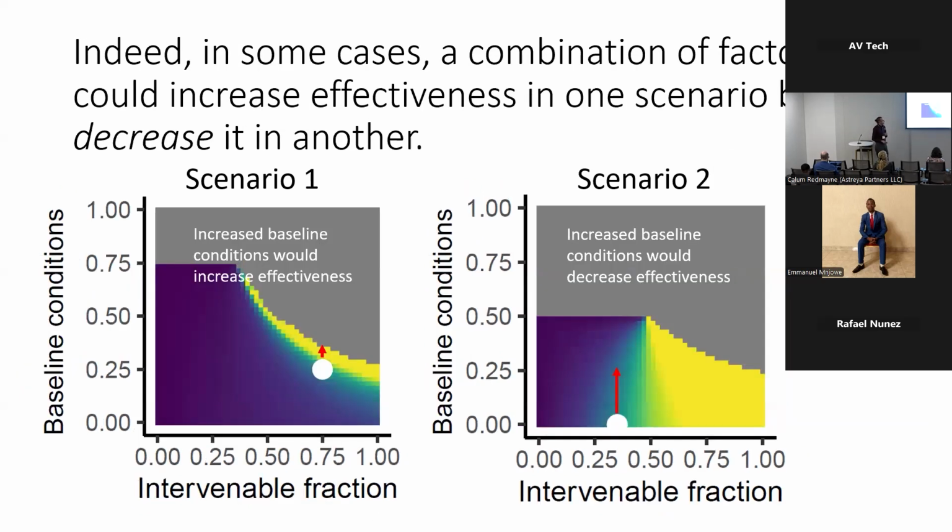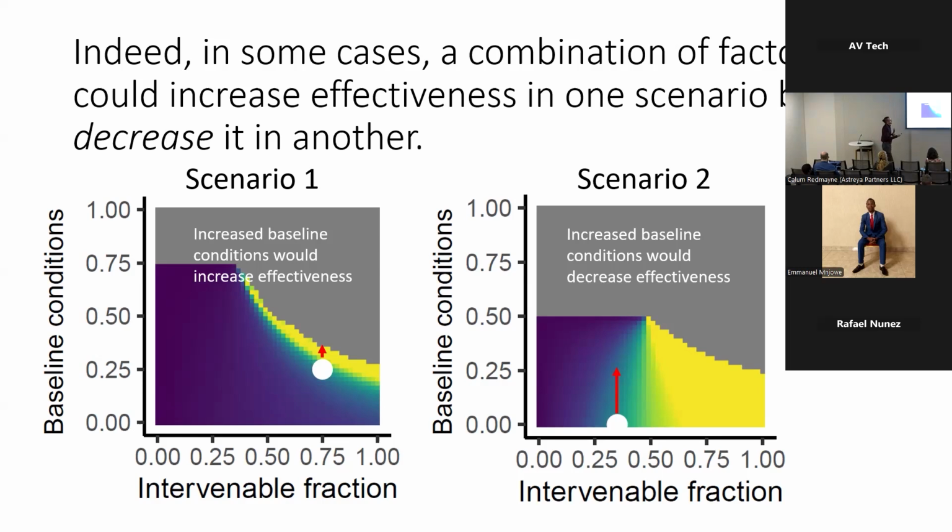I can look at a different set of factors here. Now I'm looking at the intervenable fraction. That's completeness. That's how much of the transmission could be reduced with a perfect intervention. And so if I have 100%, that means all the pathways are being reduced by my intervention. 0% is all the transmission is on stuff that I'm not intervening on. Baseline conditions is what fraction of the population already has an intervention-grade equivalent.